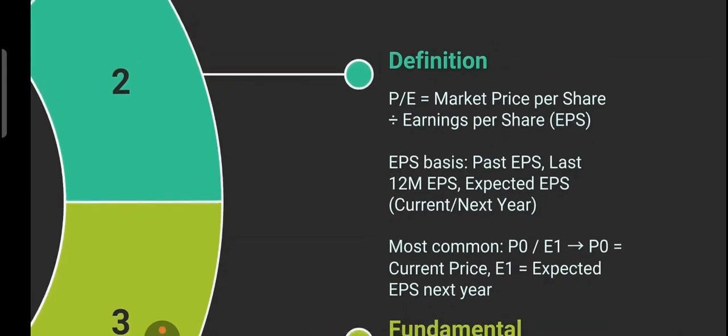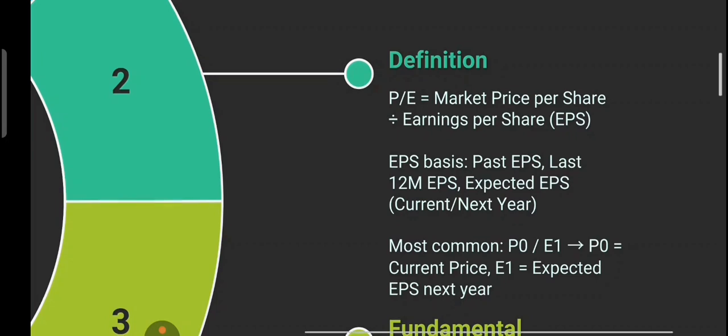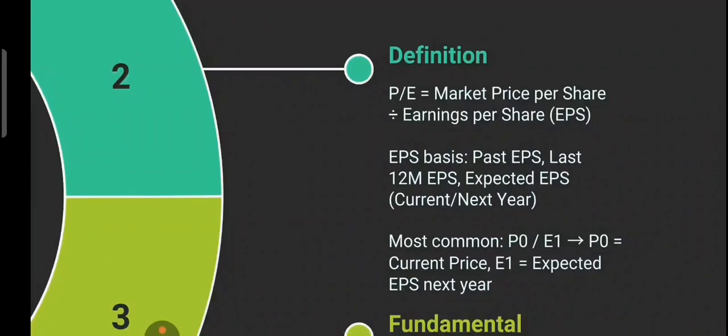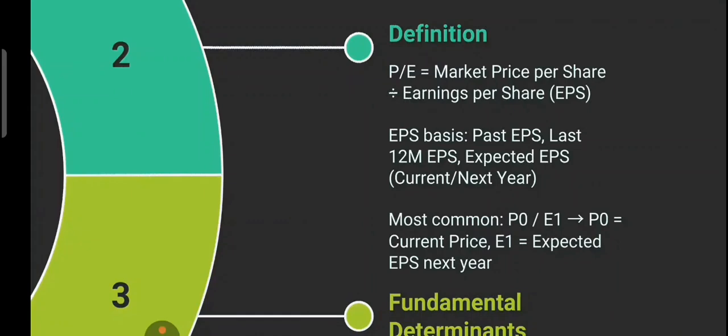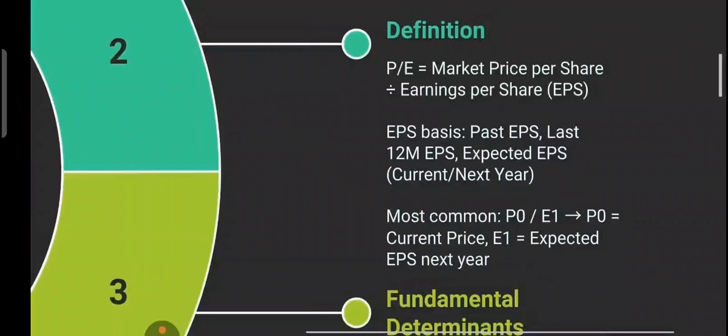So market price per share divided by earning per share, this is called P/E, right? Again I am repeating, P/E means P is market price per share and E is earning per share. So EPS is based on past earning, the last 12-month earning, or expected future EPS, meaning current or next year. So this is the basis of calculating the EPS.